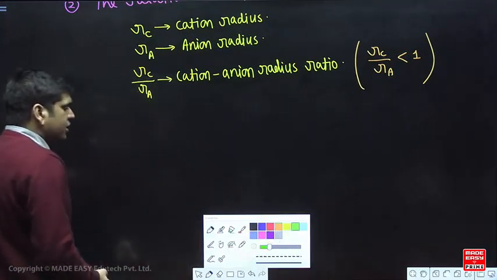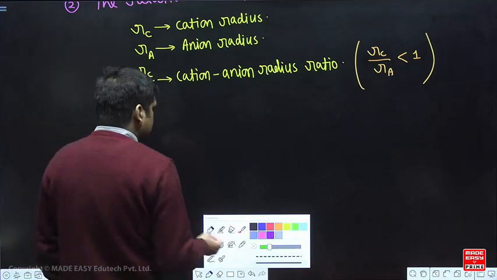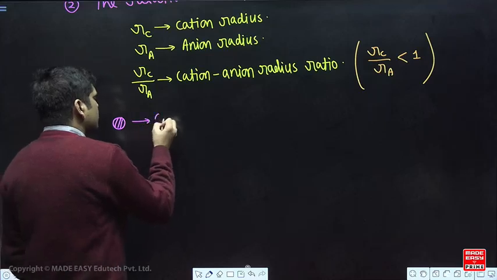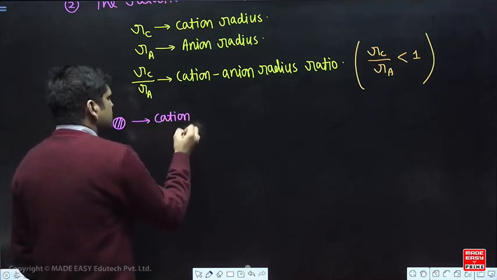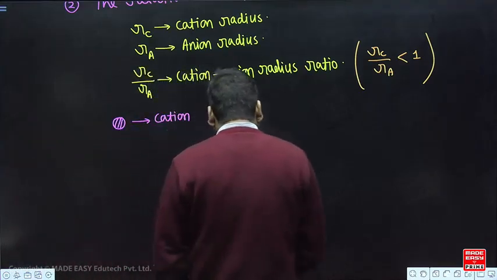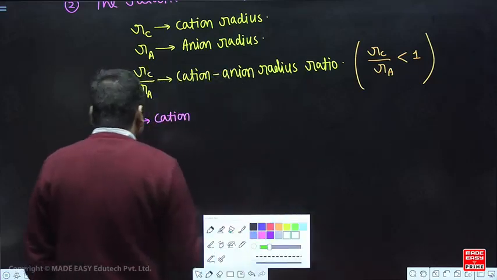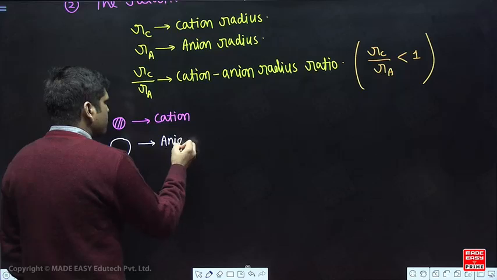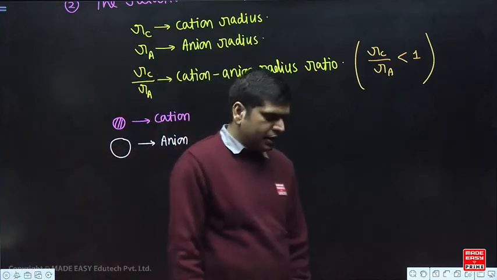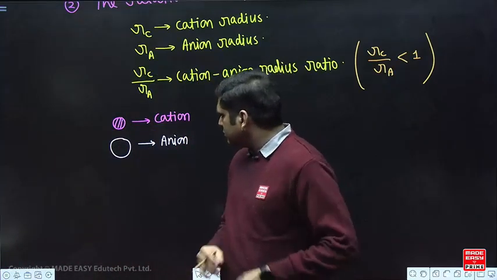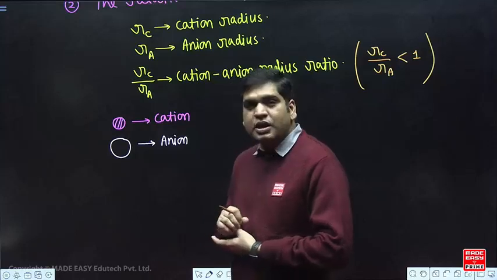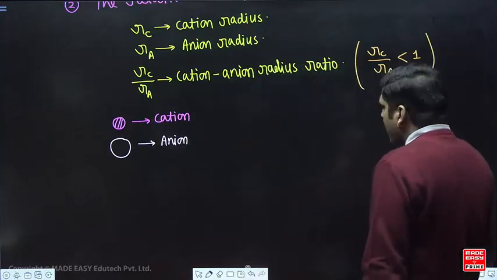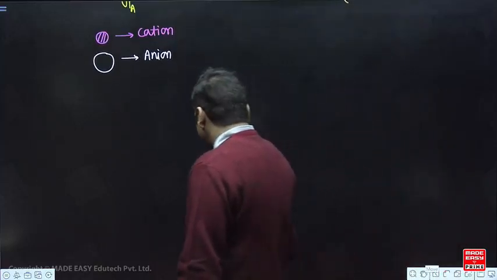Stop writing, look at me very carefully. I would be making certain diagrams here. So by this symbol, this color, I am showing cation. We are assuming these cations are hard and spherical, right? And with this symbol, we are representing anion. With white color I am representing anion, and with this other color I am representing cation. I am making a few diagrams to explain a few things.